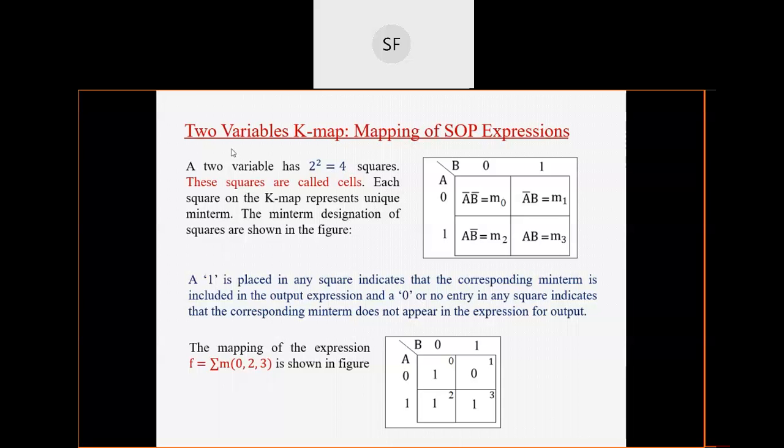So now we will discuss two variable K-map. Again, in two variable K-map also, there will be mapping of SOP expression as well as mapping of POS expression. है ना? K-map can be mapped using two representations. SOP form में भी आप mapping कर सकते हैं, and in POS form also you can map. Okay. So now in this slide we will see the mapping of SOP expression.